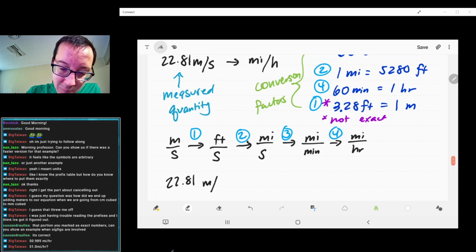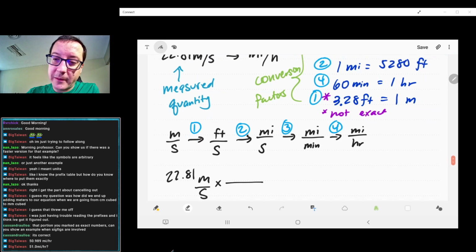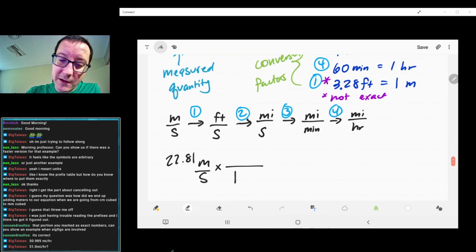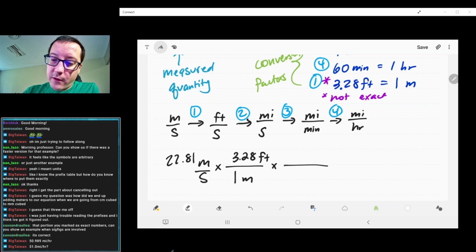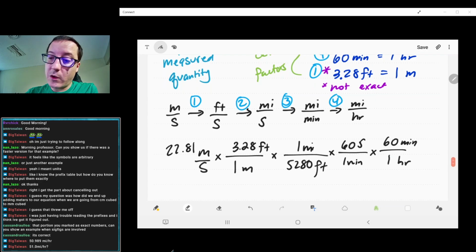So, 22.81 meters per second. I'm going to make that a little bit more vertical. Our first conversion factor is between meters and feet. We're going to have to put meters on the bottom, feet on the top. Now we're going feet to miles. 5280 feet, 1 mile. Now we're going from seconds to minutes. 60 seconds, 1 minute. 60 minutes, 1 hour, and then we'll have our answer.